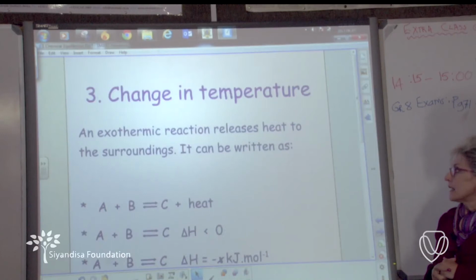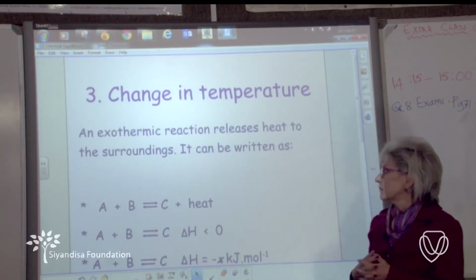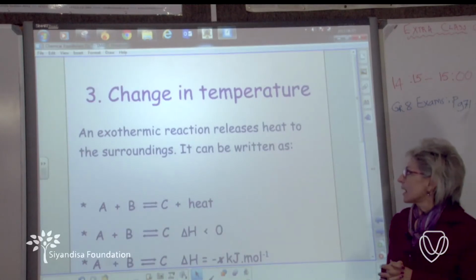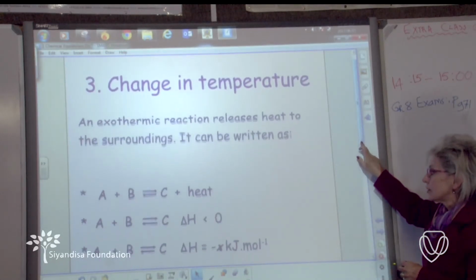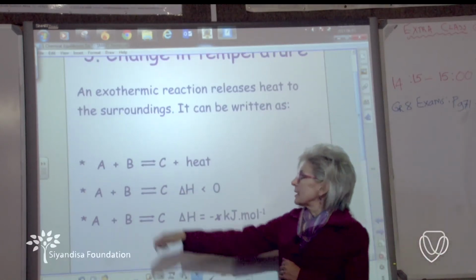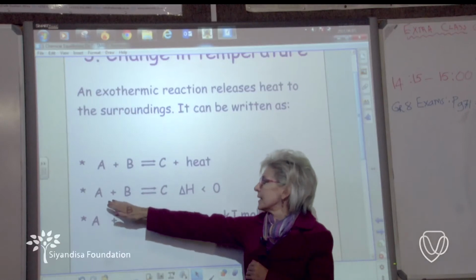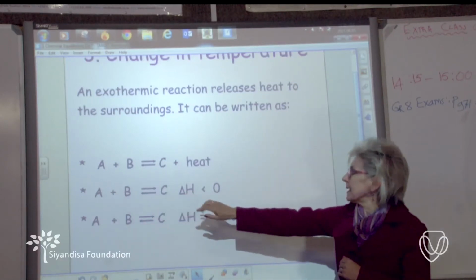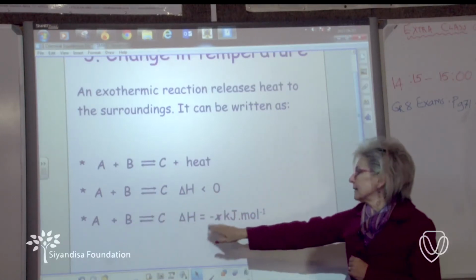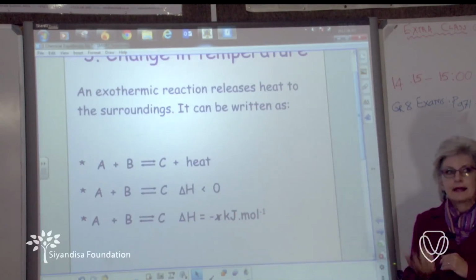Next factor, change in temperature. Now, you are all familiar with an exothermic reaction, work that we've done in grade 11. An exothermic reaction releases heat to the surroundings, and there are 3 ways in which you can be informed that a reaction is exothermic. They either tell you chemical A and B form C and D and heat, which is part of the product. Or they can tell you chemical A and B form C and delta H is less than 0. Or they can tell you A and B form C and delta H, and now they give you a value with a negative number, which tells you it is less than 0.